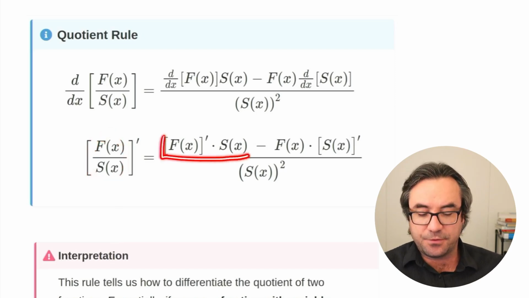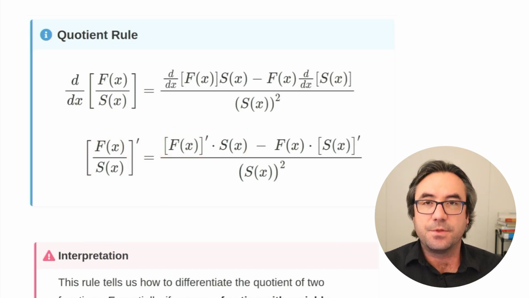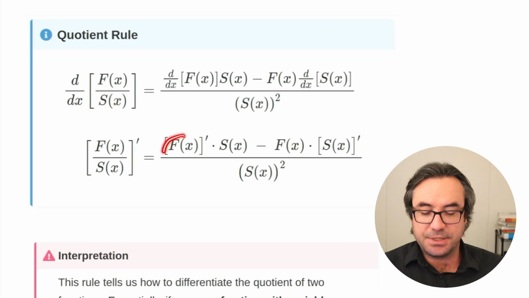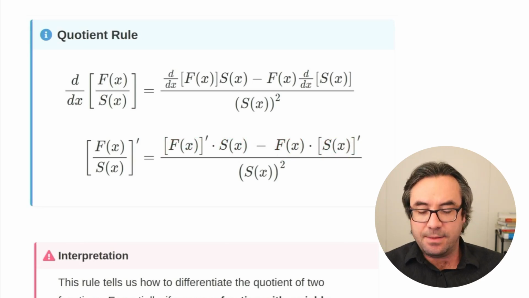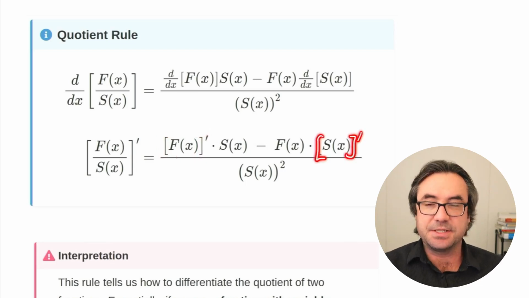So we write down the first, the top function times the bottom function, and then we write down a second copy, top function times the bottom function. And then in the first copy, we apply the derivative to the first part.